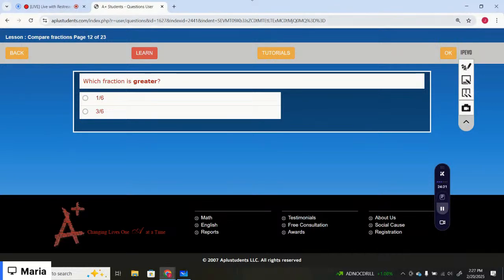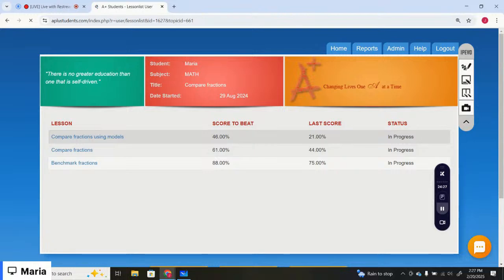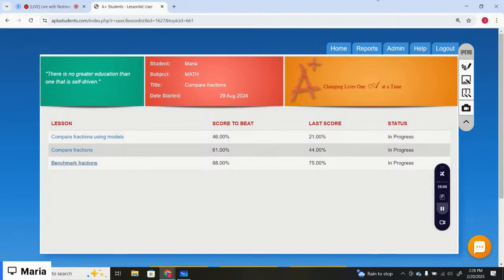Okay, you can complete the lesson by yourself later today. Let me just move on to the next lesson. The next lesson is benchmark fractions. Let's just start with the lesson.